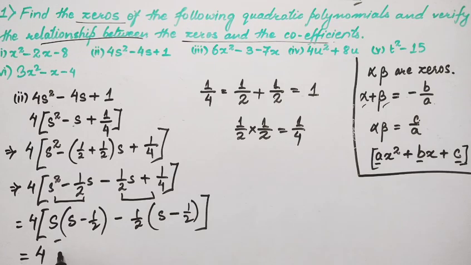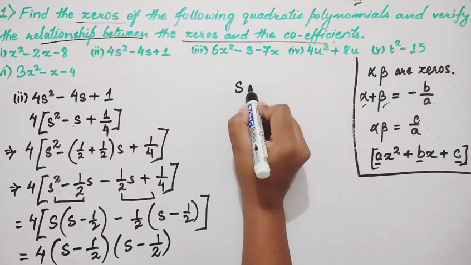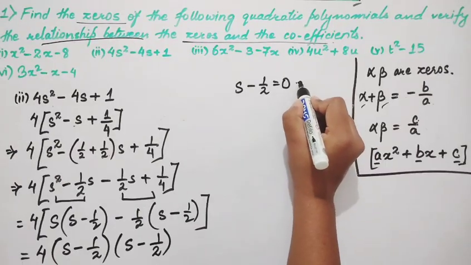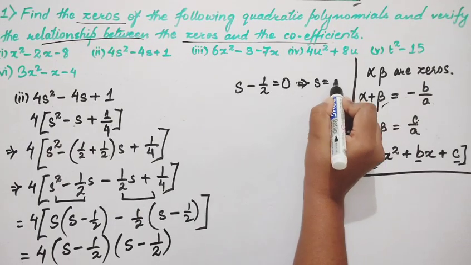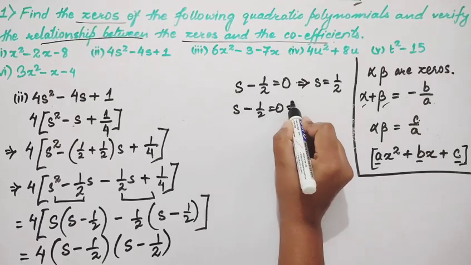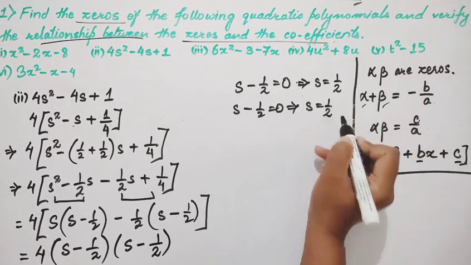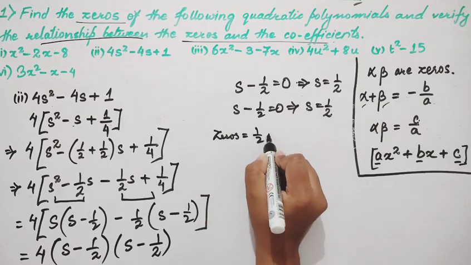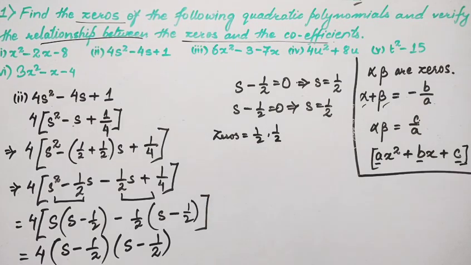Next, we will complete it by taking s minus half common from here, and what we are left with is s minus half again. S minus half equals 0, which will give us s equals plus half. Again, s minus half equals 0, which will give us s equals half. That means the zeros are half and half, both the same numbers.